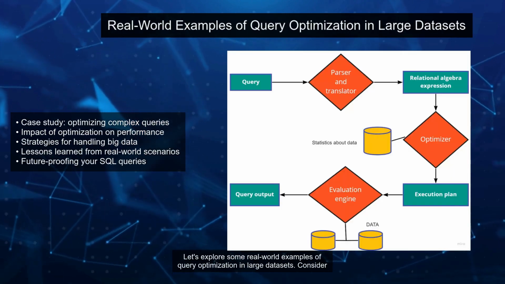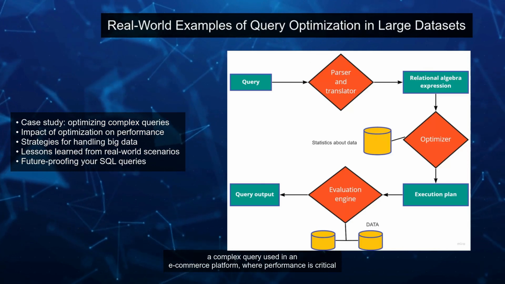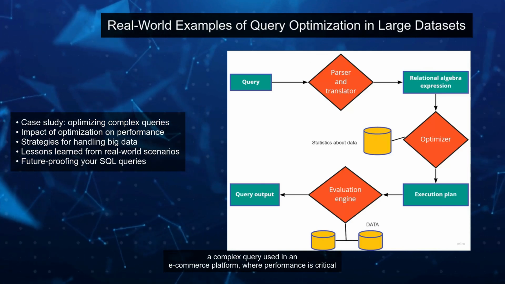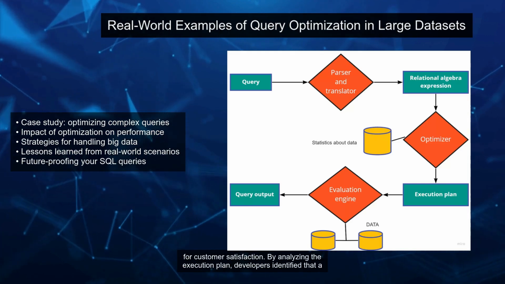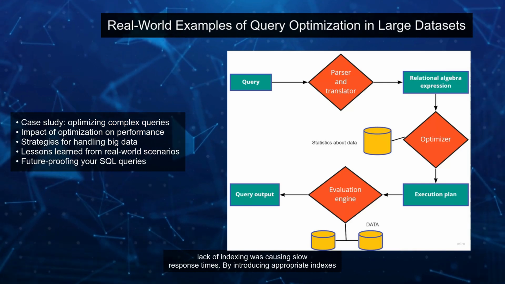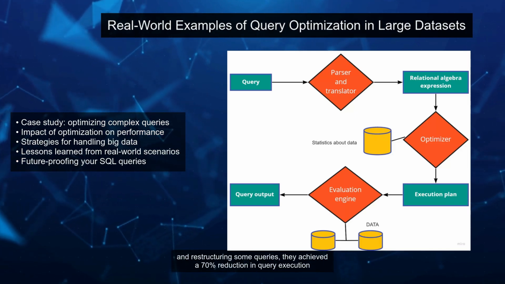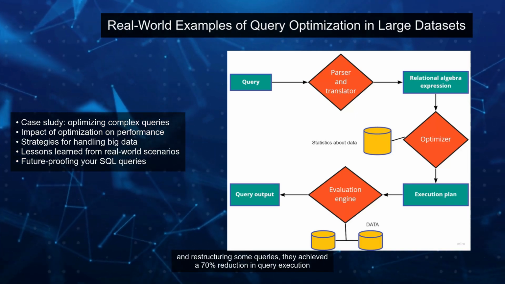Let's explore some real-world examples of query optimization in large datasets. Consider a complex query used in an e-commerce platform, where performance is critical for customer satisfaction. By analyzing the execution plan, developers identified that a lack of indexing was causing slow response times. By introducing appropriate indexes and restructuring some queries, they achieved a 70% reduction in query execution time.